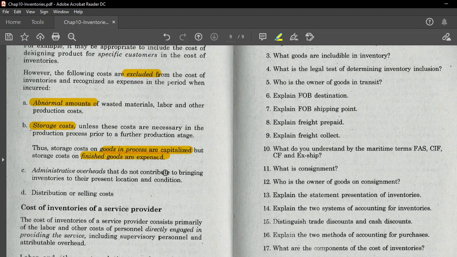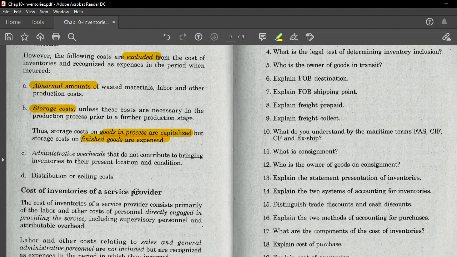Your HR, your accountant, your auditor, they are not included. Their salaries are not included, because those are called administrative expenses. Distribution or selling cost, the salesmen and agents, their salaries are not included either. The marketing and advertising department are also not included. They are considered as selling expenses. So those are the ones excluded.